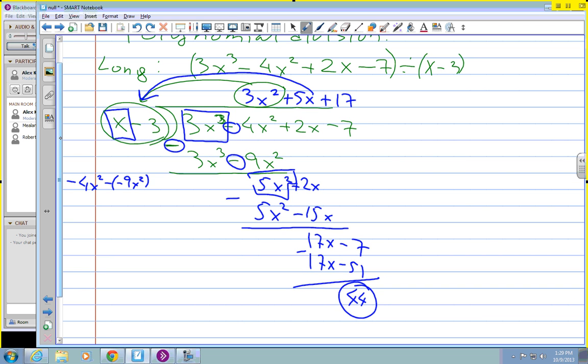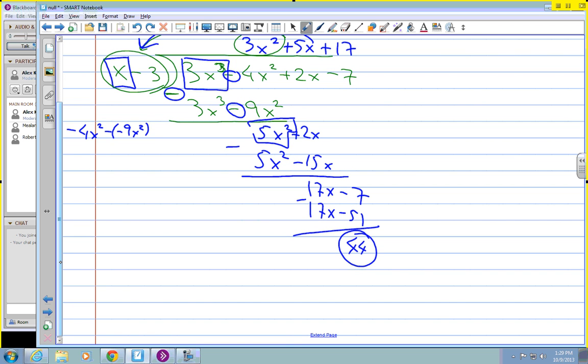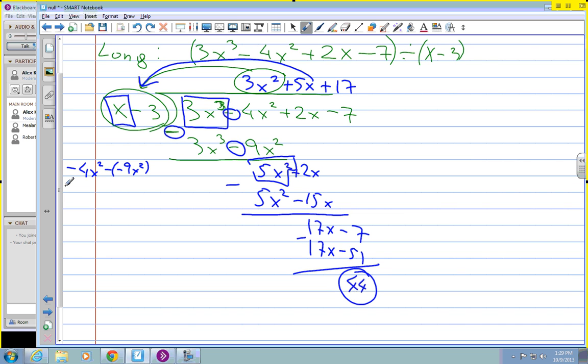I just kept dividing. So 5x squared divided by x is 5x, and then 17x divided by x is 17. Just like with numerical division, you're getting a new problem at each step. You just do it with the first term, but when you multiply, you multiply by the whole divisor. This is identical to how we divide numbers. It's just a little messier because I've got variables and so forth. But the process stays the same.